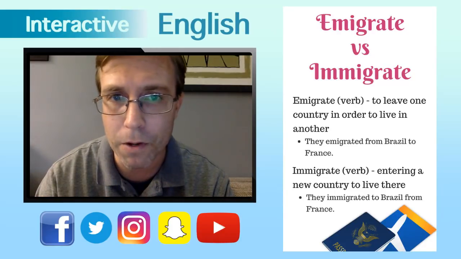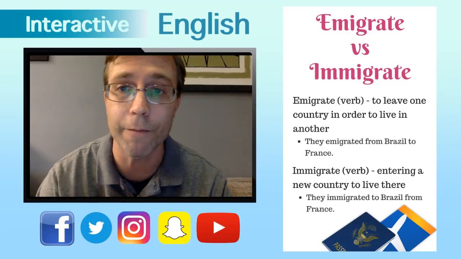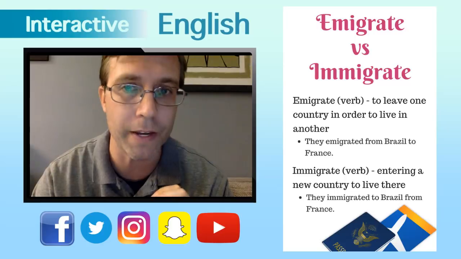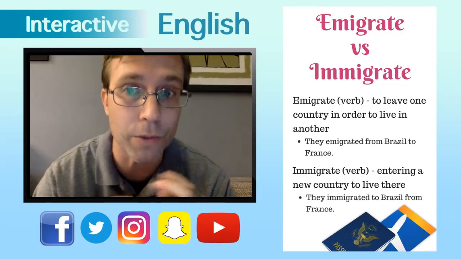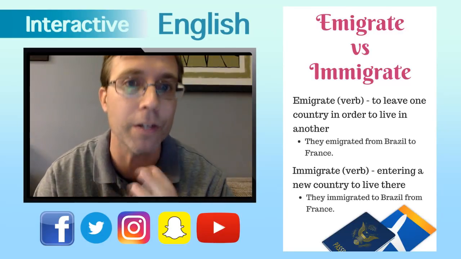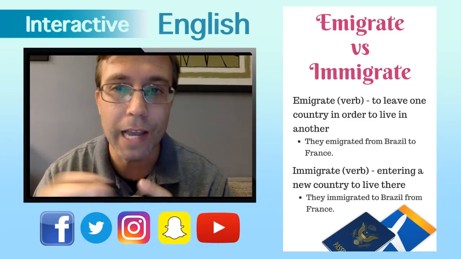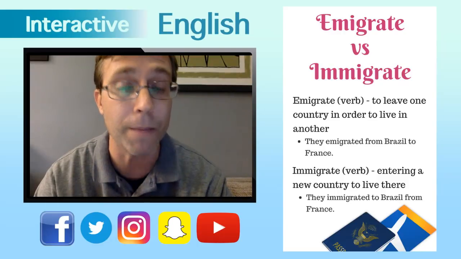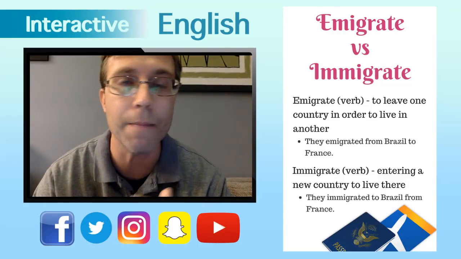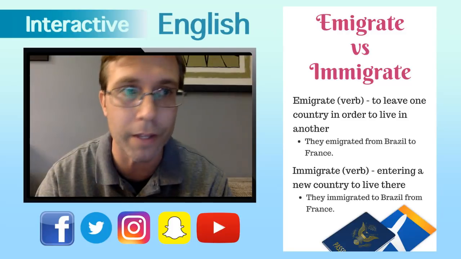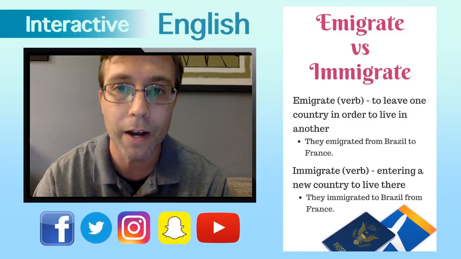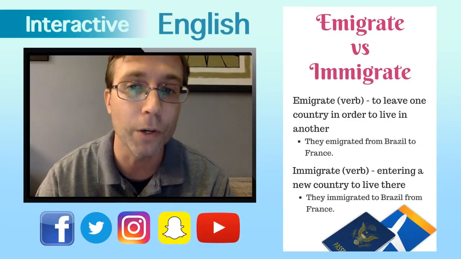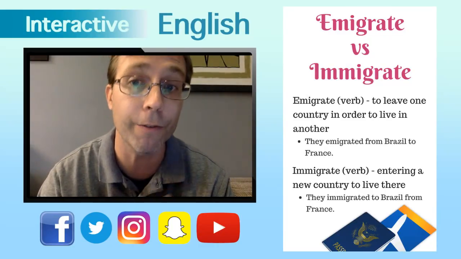For example, I have that sentence, they emigrated from Brazil to France. All right. This is a little different than immigrate, which can also be used as a verb. As a noun, we talk about immigration, but it's entering a new country to live there. And sometimes when people immigrate to a new country, they may not be doing it legally. They may be going there and living there and working. And we would say they immigrate to. So they immigrated to Brazil from France.